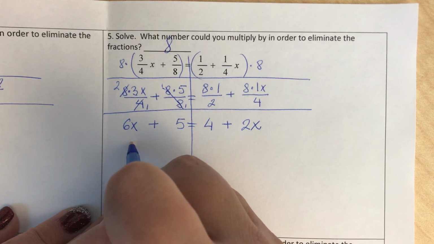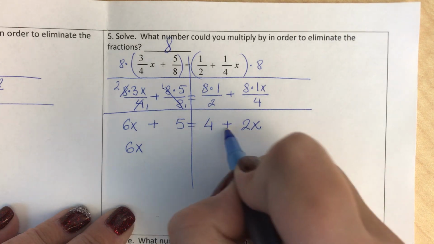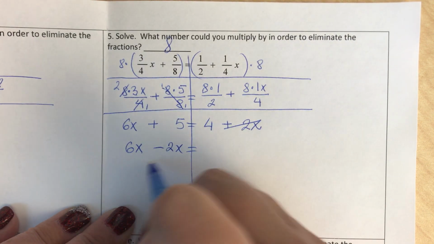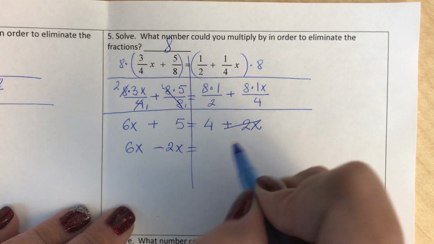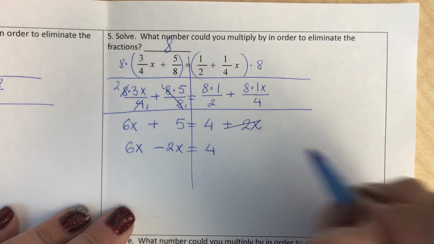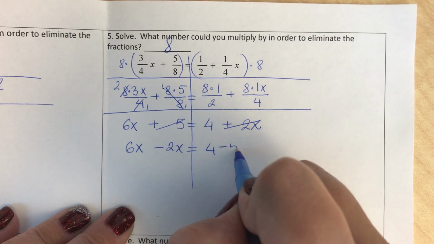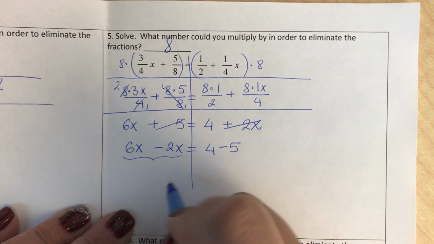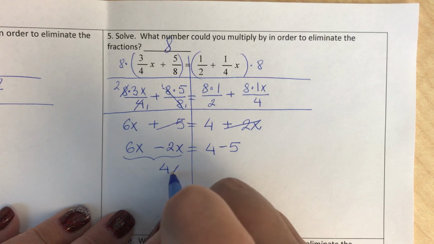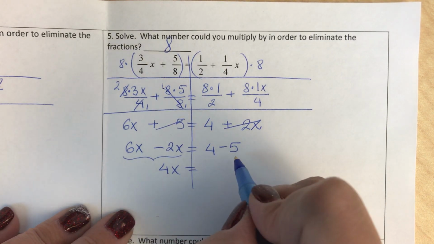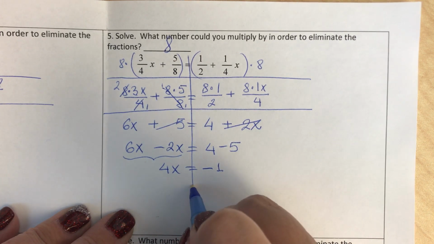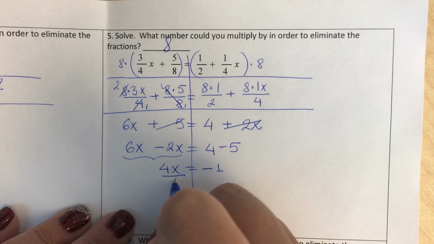Variables on both sides, so keep the 6x on the left. Bring over the 2x, minus 2x using inverse operation. 4 is the constant, it stays. Minus 5, bring over, inverse operation. Combine the like terms. 4x equals 1 minus, I'm thinking ahead, 4 minus 5 is negative 1. Next step is to divide by 4.